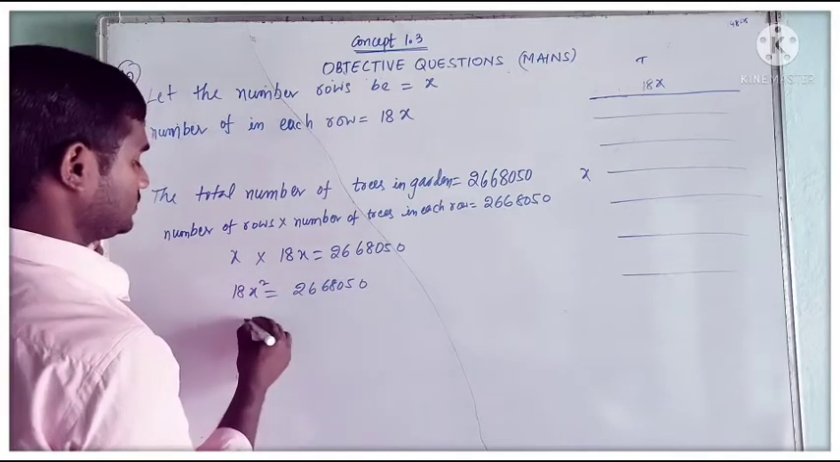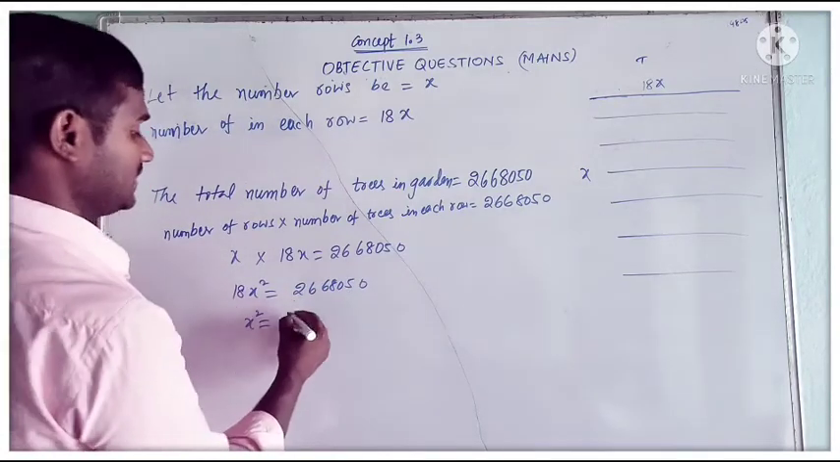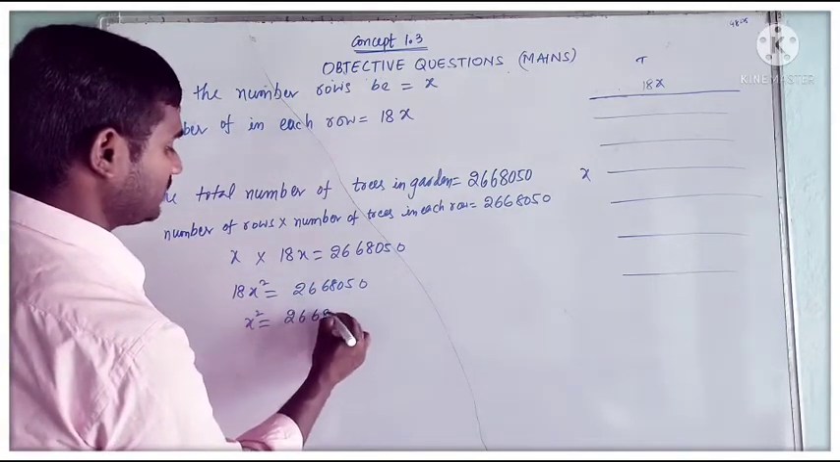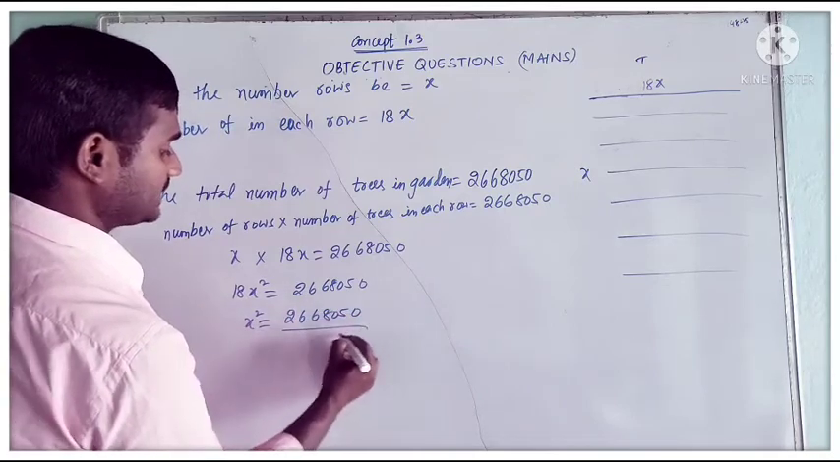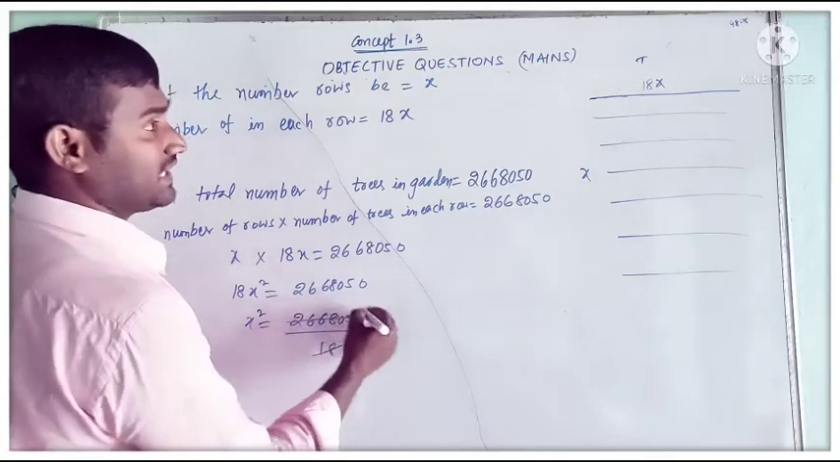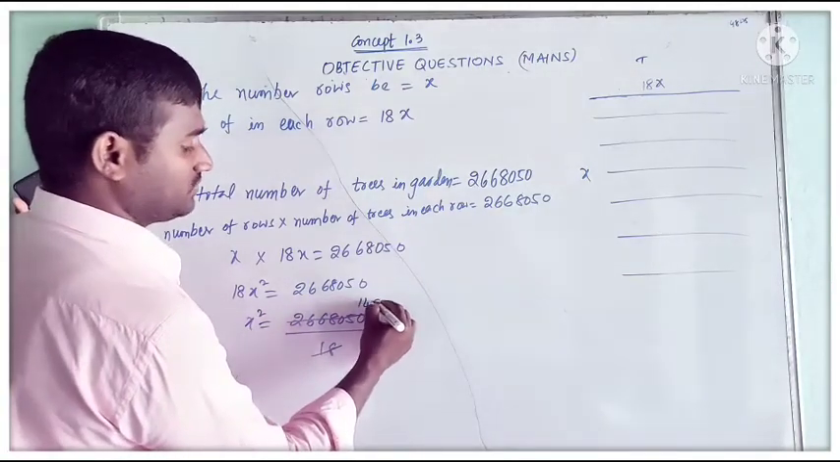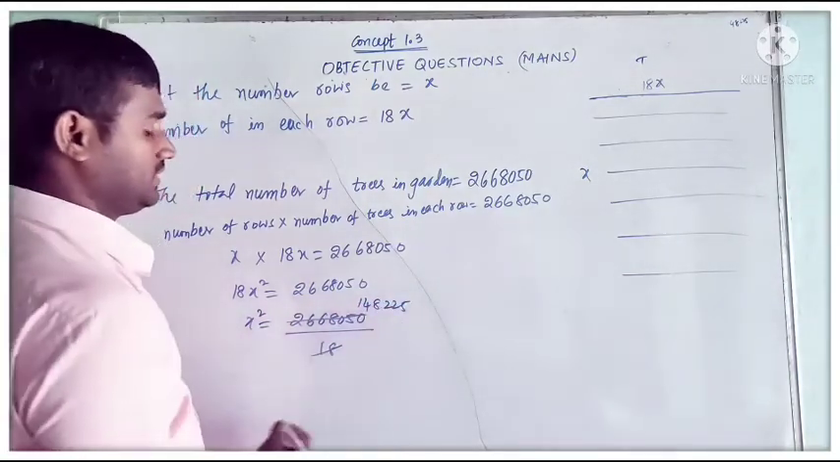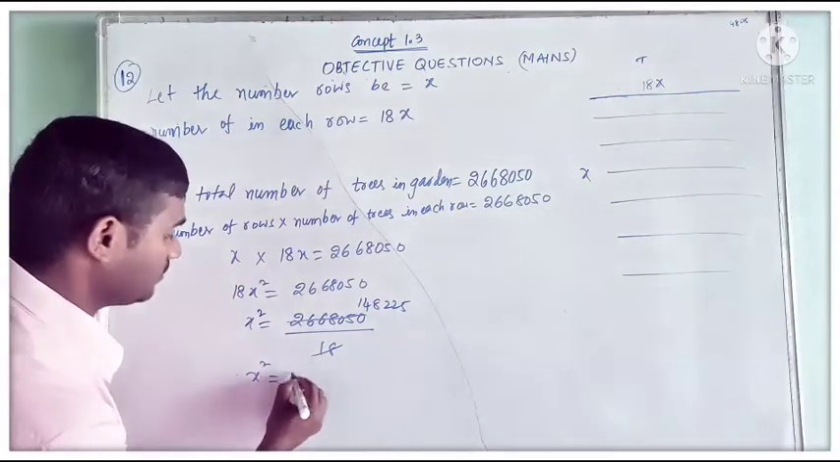26,68,050. So x squared equals 26,68,050 by 18, and on the right side by 18 will come. 18 ones are 18. If you do the cancellation, you will get 1,48,225. So x squared equals how much?